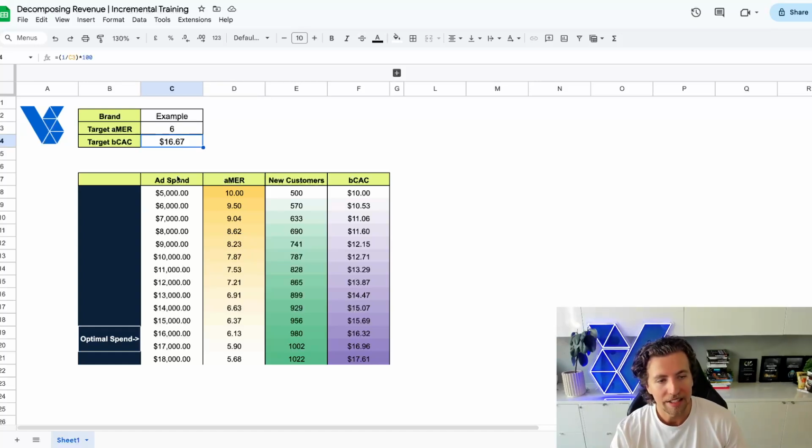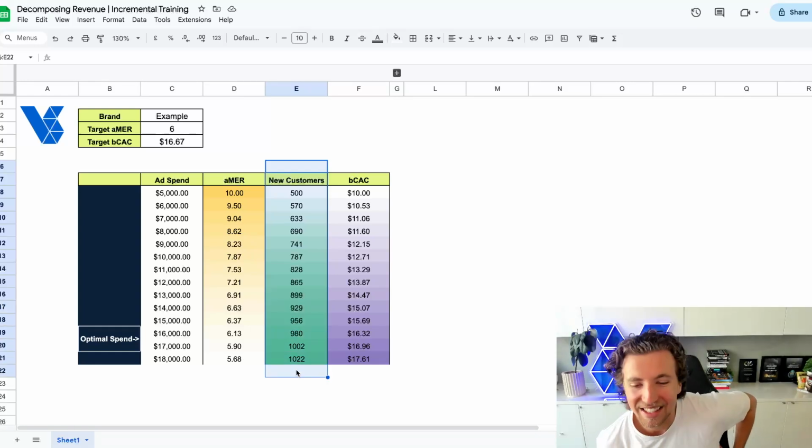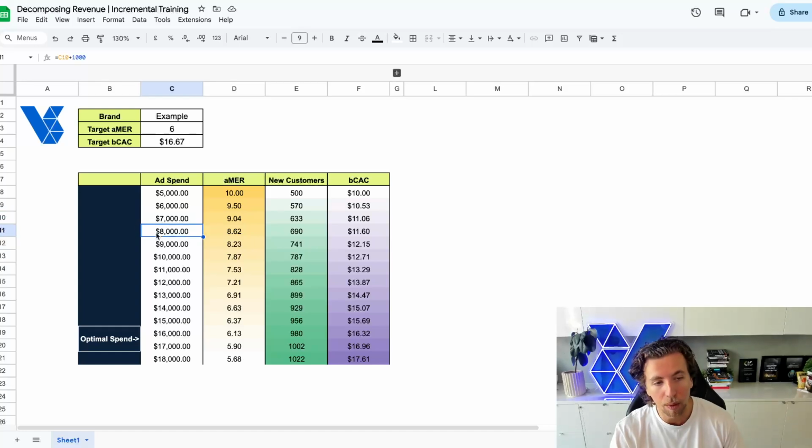Now what we have here is increments of ad spend. So I've started at $5,000 and then I've just worked my way down $1,000 at a time. And then what we have here is new customers being acquired at these different ad spend thresholds. Now you can actually pull a graph like this together just looking at historical data. So in months that we've spent $5,000, how many new customers did we acquire? In months that we spent 6, how many new customers did we acquire? Maybe we'd never spent 7 before, but we've spent 8.